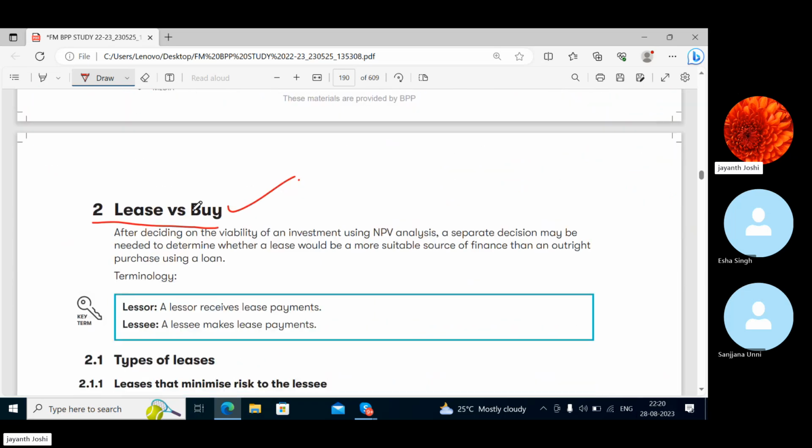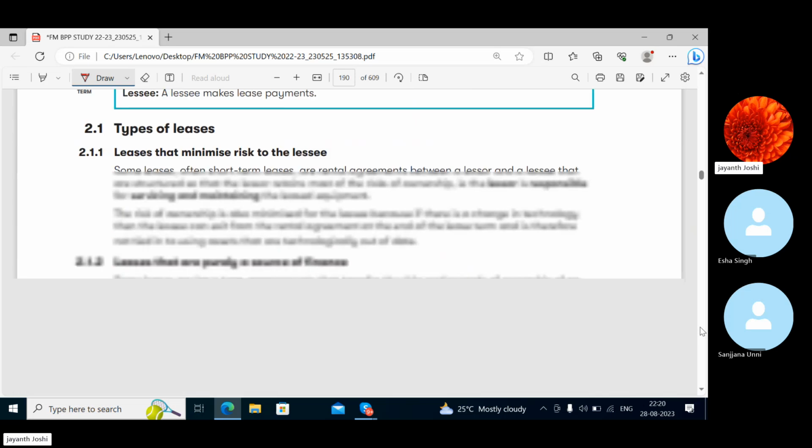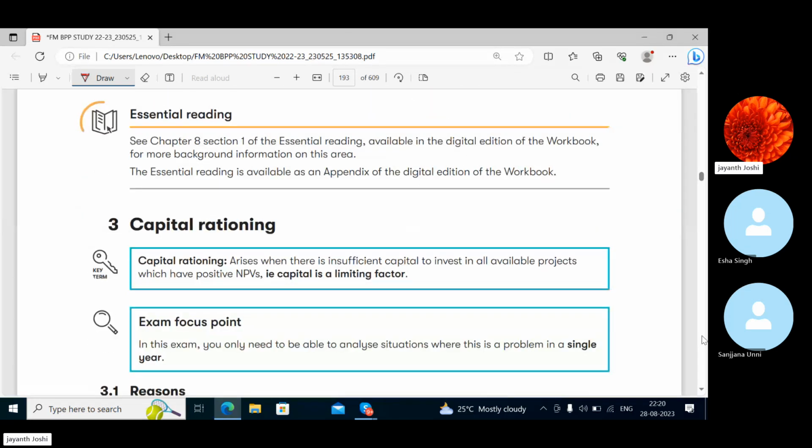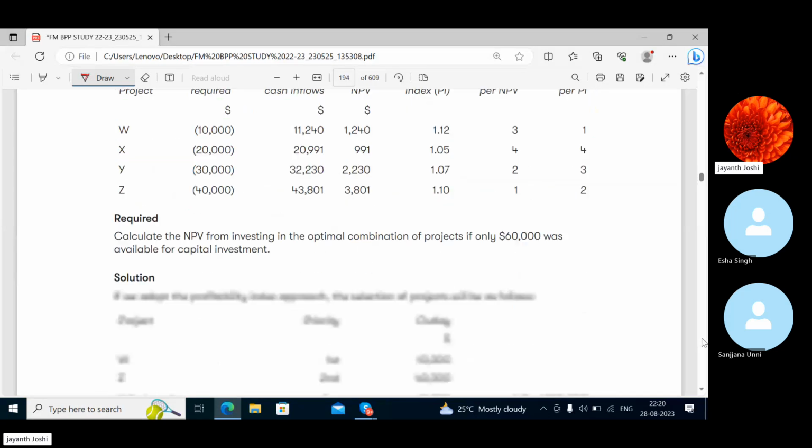Now lease versus buy, this is what we are going to do tomorrow. We have 2 activities, then capital rationing. Done chapter.